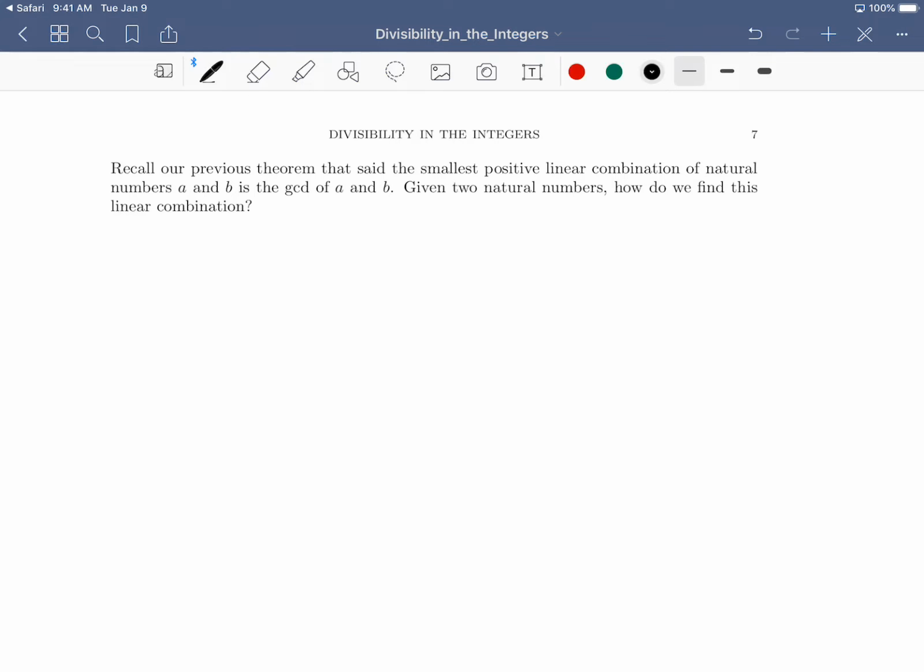All right, we're going to do one more quick thing with the GCD. Remember in our previous theorem, we had this alternate way to think about the GCD. We said if we have two natural numbers, a and b, the smallest positive linear combination of them is the GCD. So the question is, how do we find that linear combination? How do we find the x and the y so that we can write the GCD as xa plus yb? We're going to do this through an example.